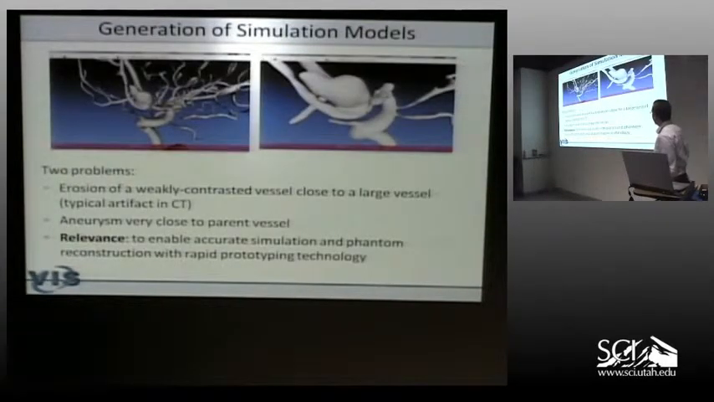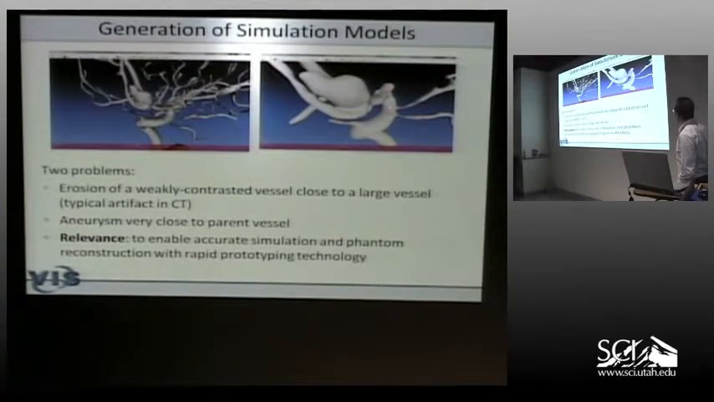I want to describe a few problems which might occur in this surface reconstruction process. As an example, I want to use this particular vascular tree, which was derived from a CT data set. And one typical artifact which occurred there is visible here.